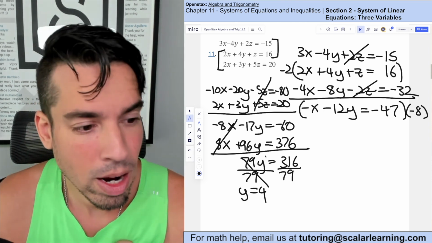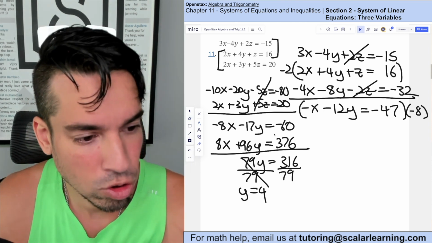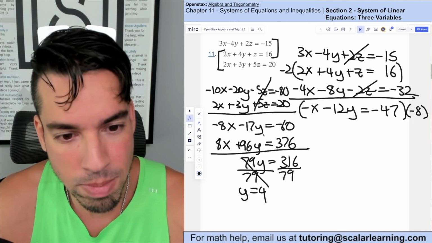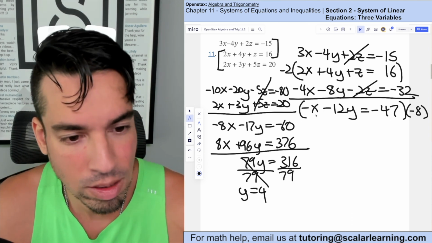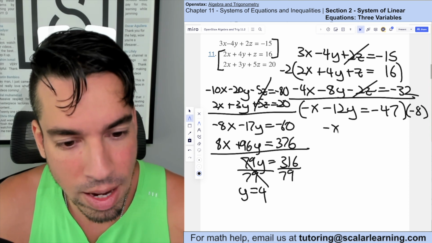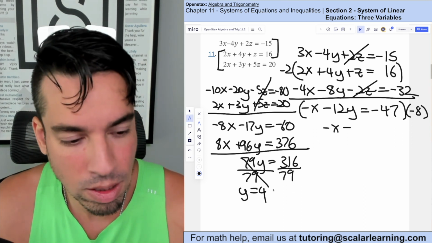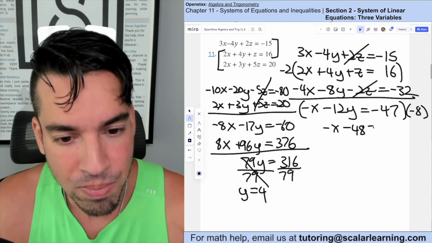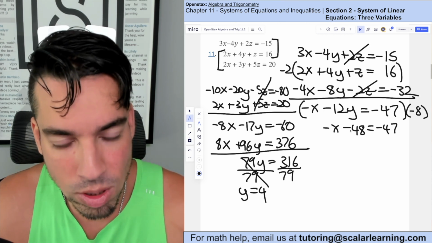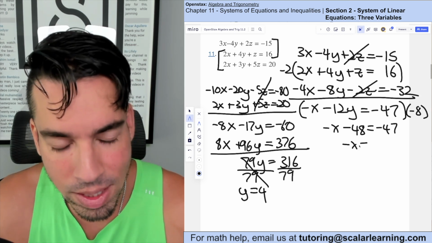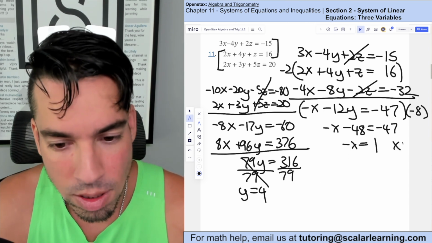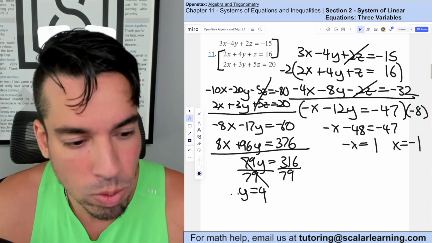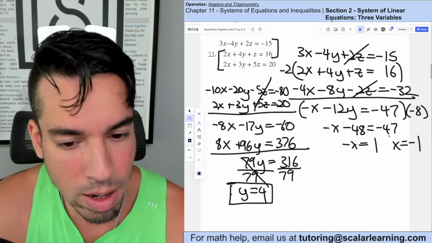Now if I want to solve for x, I can plug it into one of these two xy equations just to make it easy. Actually, I'm going to make it even easier. I'm going to plug it in here. That's going to be the easiest. So then we have negative x minus 12 times 4, which is 48, equals negative 47. So as I add 48 to both sides, I have negative x equals 1, divide by negative 1, x equals negative 1. Now we got two solutions, right? We got y and we got x.